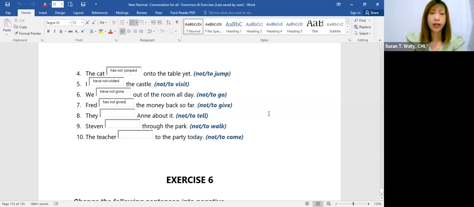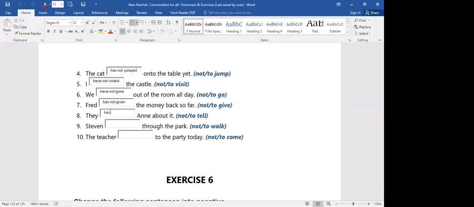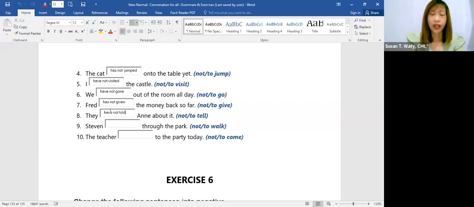And then number 8. They blah blah blah and about it. I'll have Nani try number 8. They have not told Anne about it. All right. Tell, told. Okay. They have not told Anne about it. Mereka belum memberitahu Anne tentang hal tersebut. Very good. Thank you.